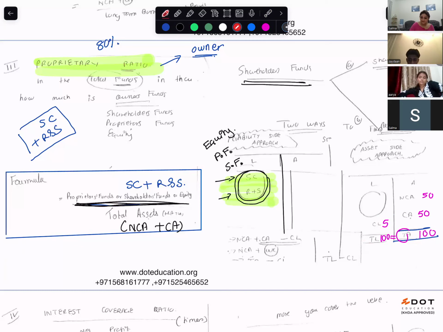95. One more example, come on. Non-current assets is 80, current assets is 10, current liabilities is 2. Can you give me your shareholders' funds?